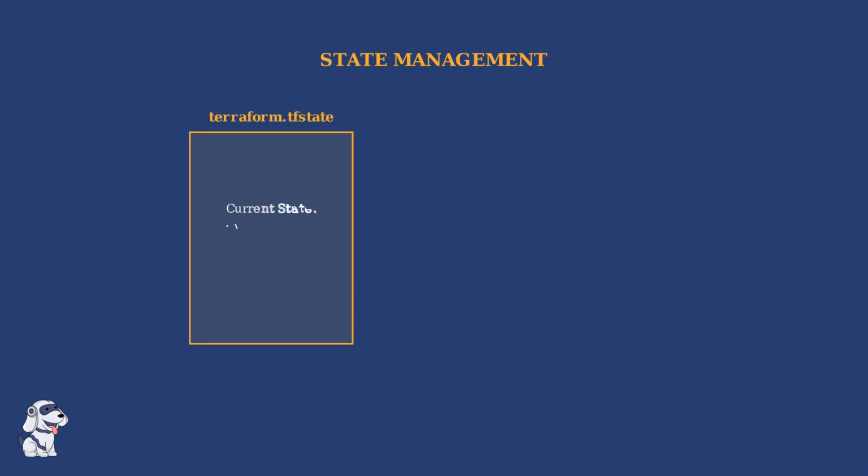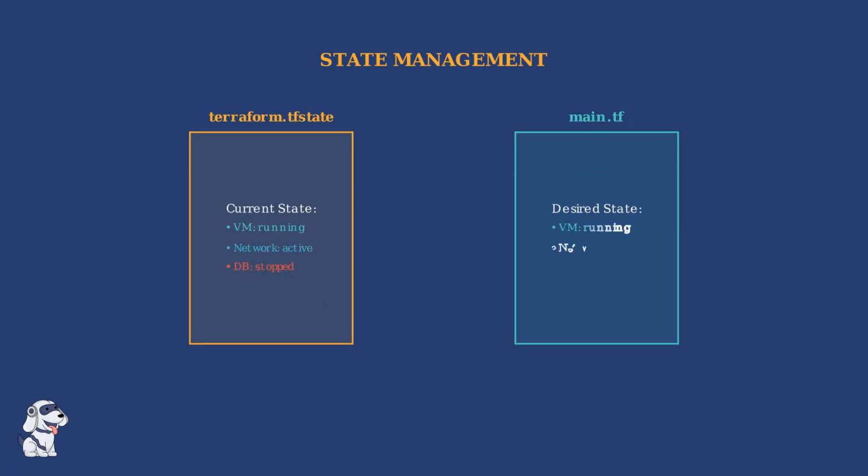State management is crucial for Terraform's operation. The state file tracks the current state of your infrastructure and enables Terraform to determine what changes need to be made to reach the desired configuration. Terraform compares the current state file with the desired configuration to determine what changes are required. This comparison process is essential for maintaining infrastructure consistency and avoiding conflicts in team environments.